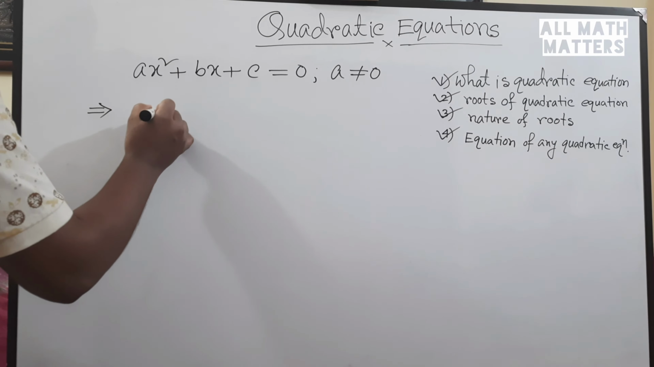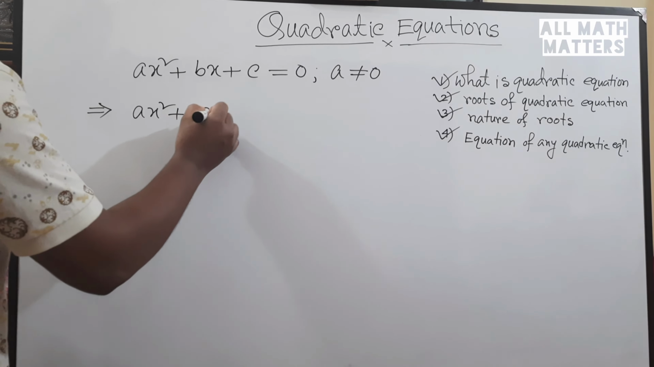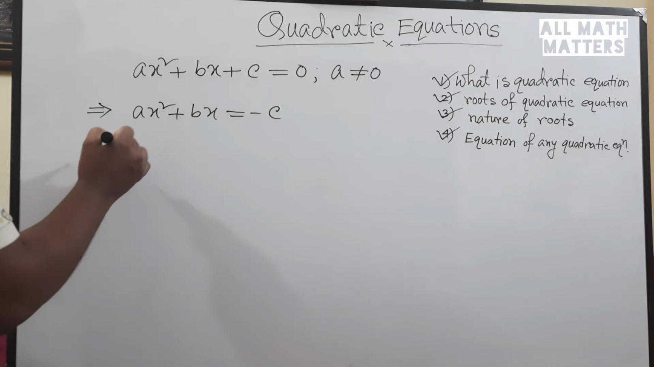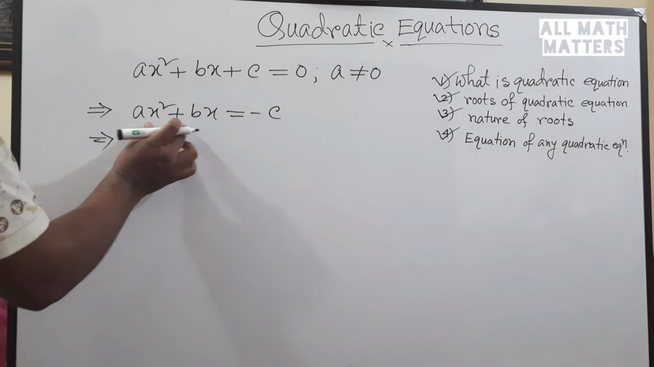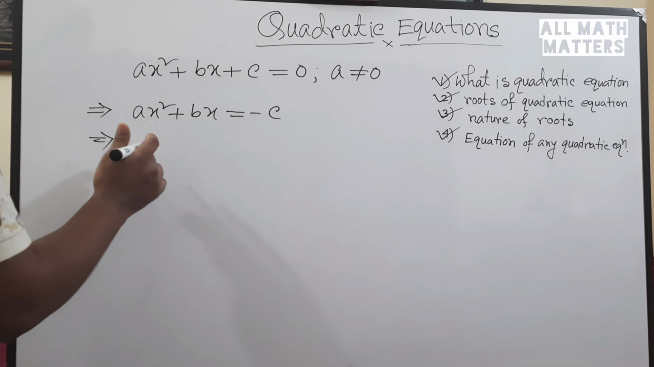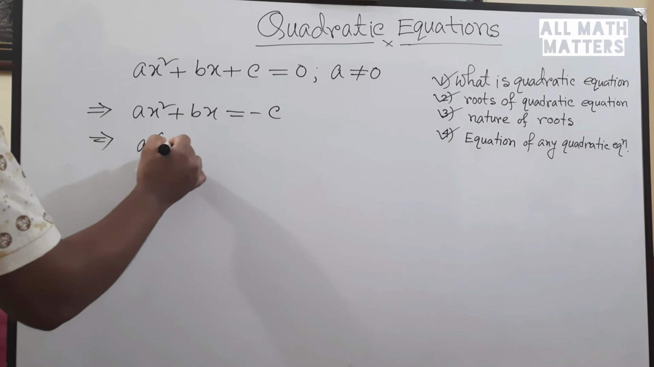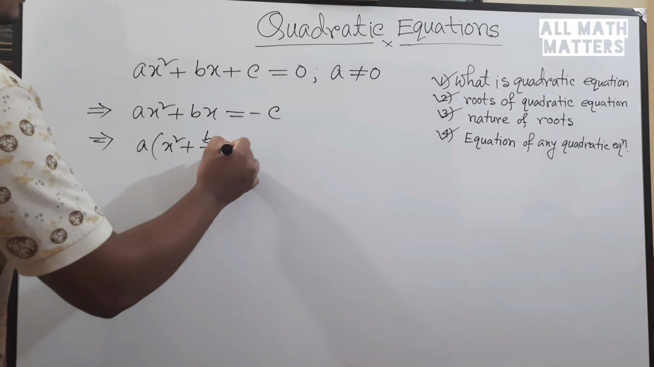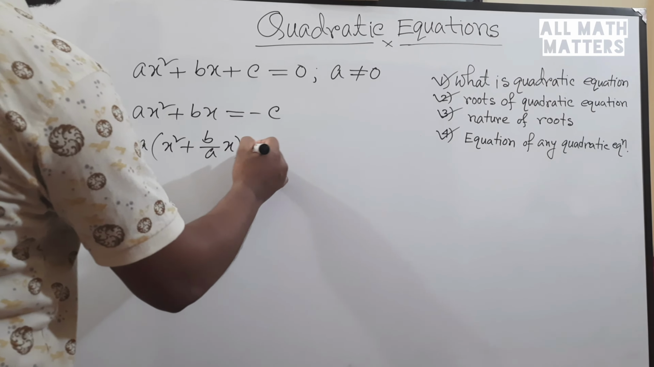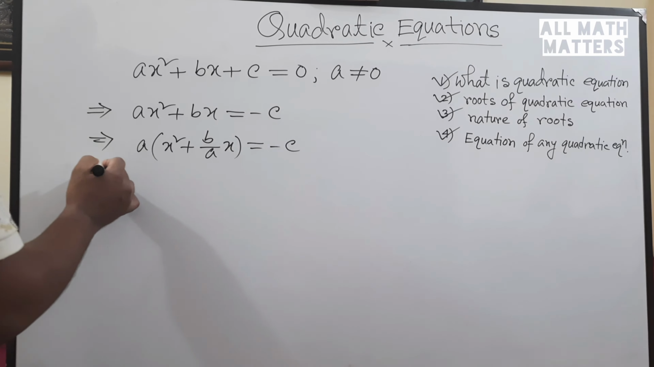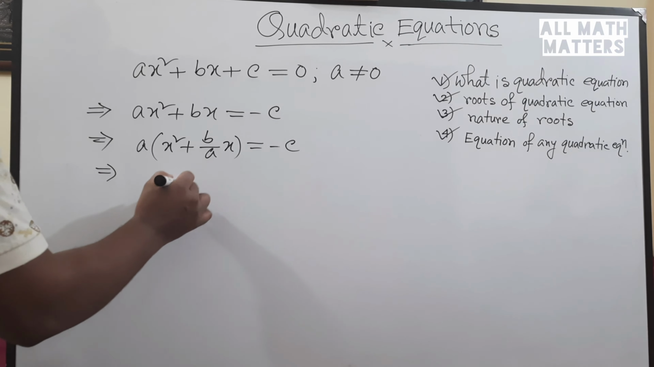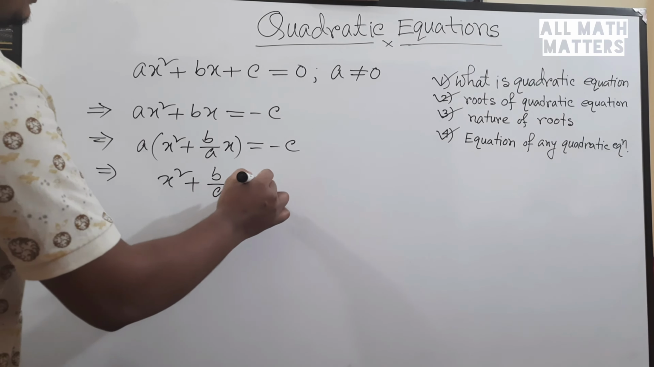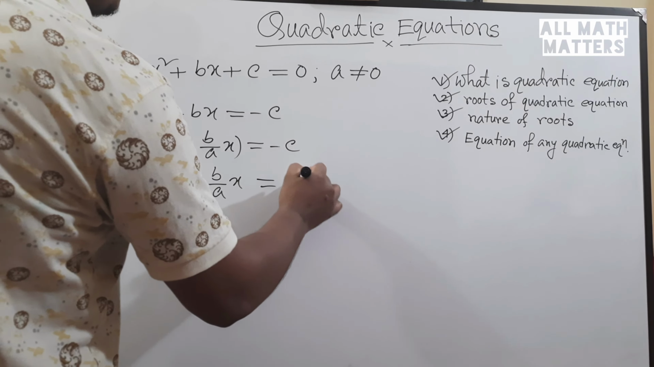So ax square plus bx equal negative c. Now we can take common a from both parts. So if we do this, then we'll get x square plus b over a into x equal negative c over a.